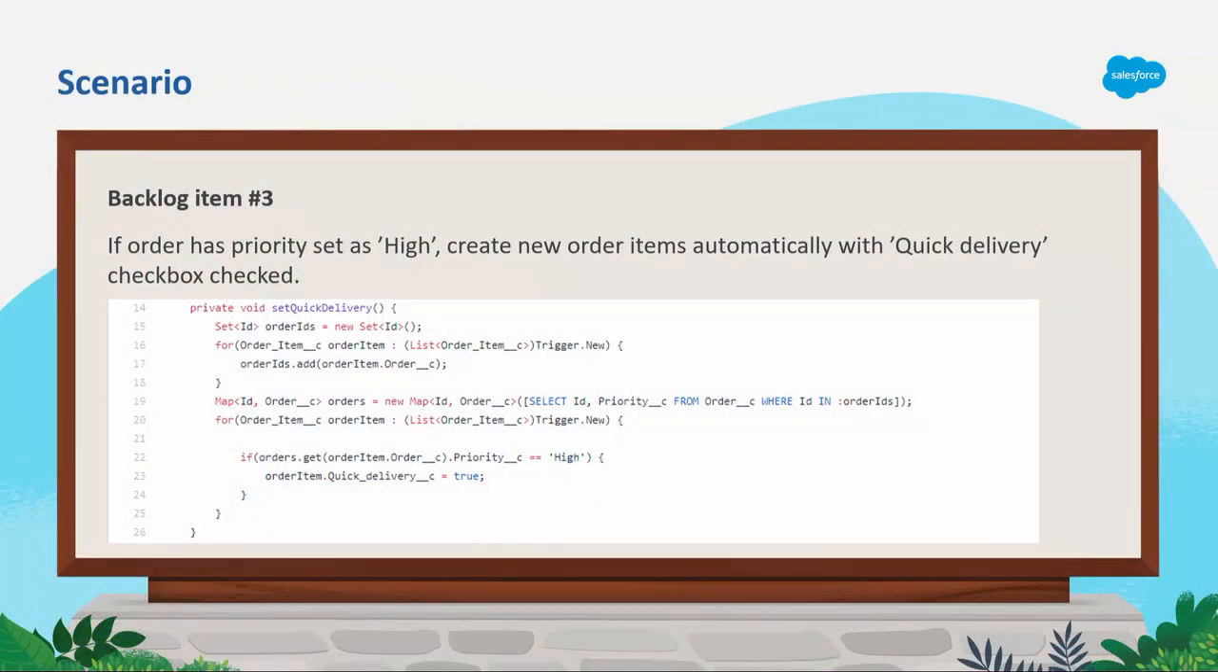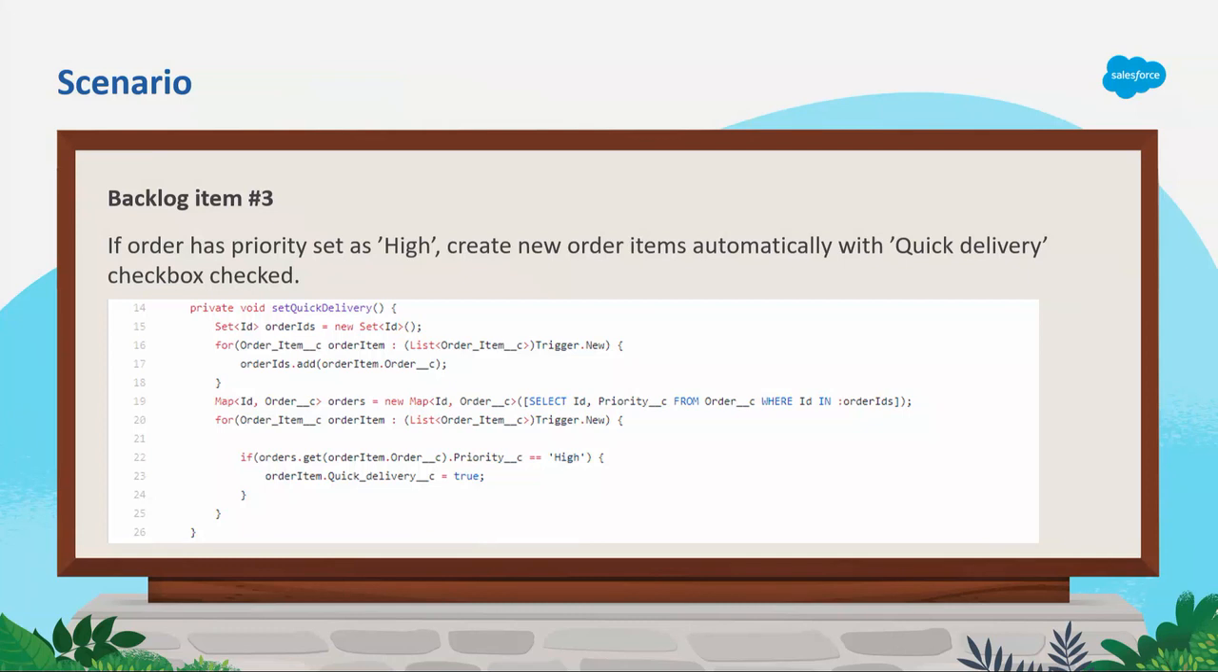So jumping back to another scenario, this time a bit different. If the order has priority set as high, we create new order items automatically with this quick delivery checkbox checked. So also a quite common scenario. We have a master object which steers the creation of the detail objects. And there is also an example implementation for this one.